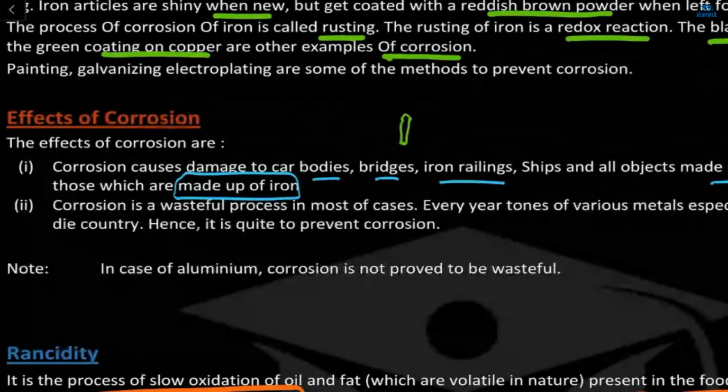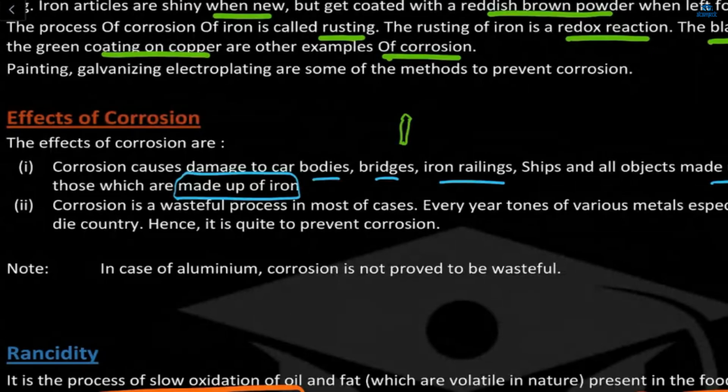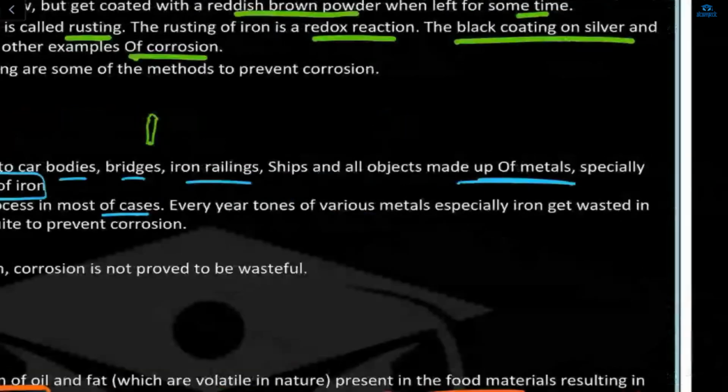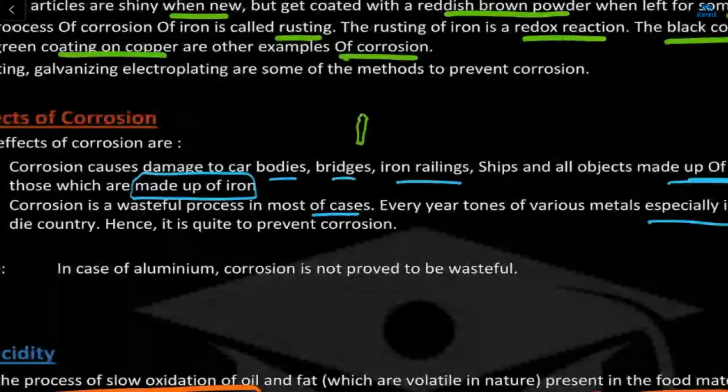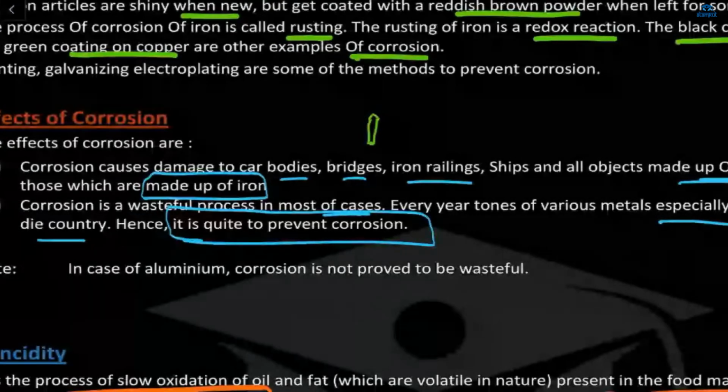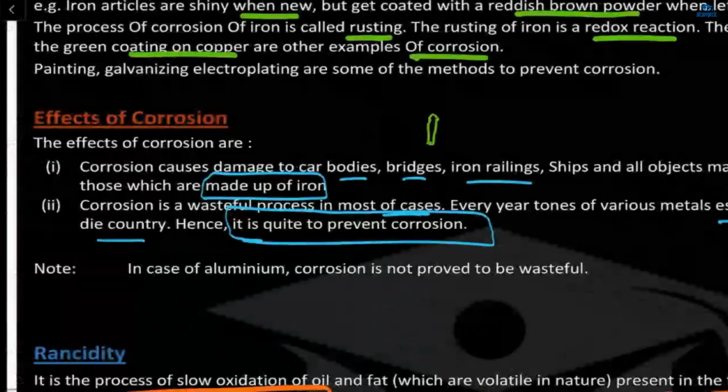Bridges also turn brown in color because of corrosion; iron railings and ships too. And corrosion is a wasteful process in most cases. Every year, tons of various metals, especially iron, get wasted in a dry country. Hence, it is important to prevent corrosion. What we need to do? We need to prevent corrosion.